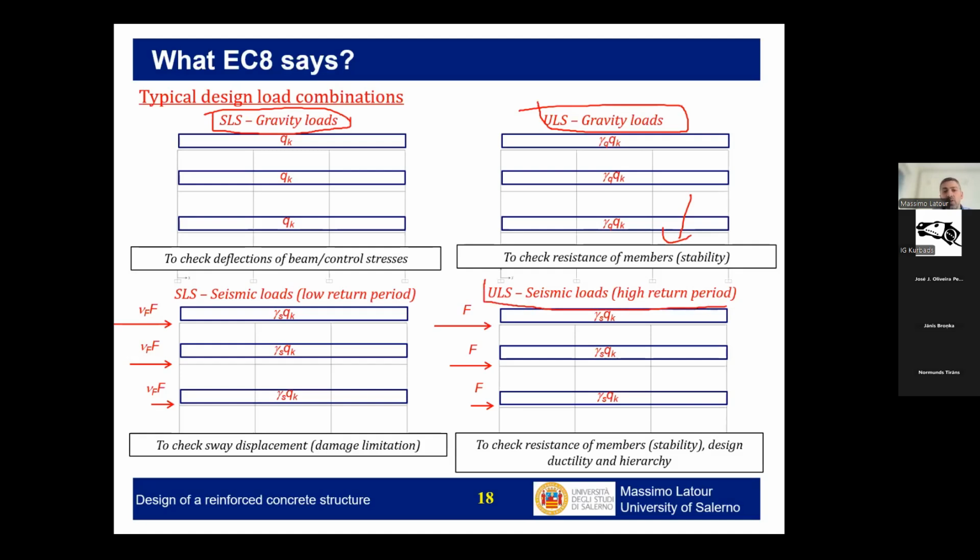Particularly, I will consider, first of all, the design-based earthquake, the one with 475 years of occurrence. For this earthquake, in the performance-based design approach, since I want to design the performance, in this situation I will have to check the resistance of the members, the stability, but I will have to design the ductility and use hierarchy design principles. Then I will have a serviceability limit state check to be done as well.